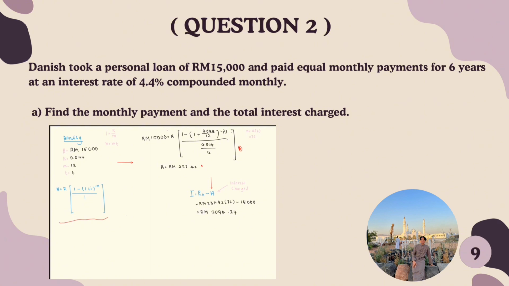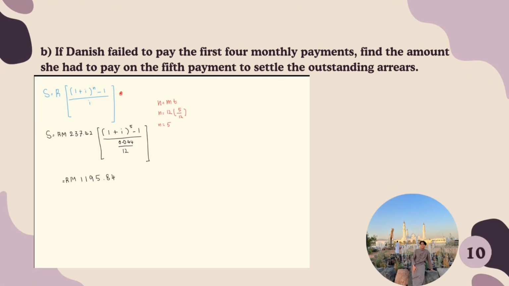Then for the question, we need to find the monthly payment and the total interest charge. For the interest charge, we will use the formula I equals Rn minus A. So we insert the information given into the formula. It will be 237.42 multiplied by 72 minus 15,000, and the answer will be RM 2,094.24. Okay, for the next question, question B.